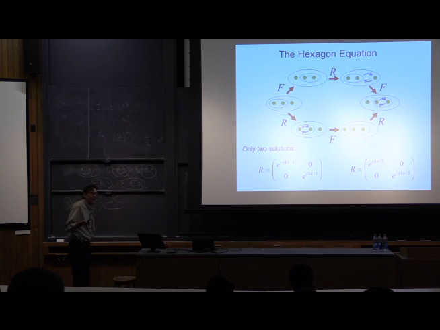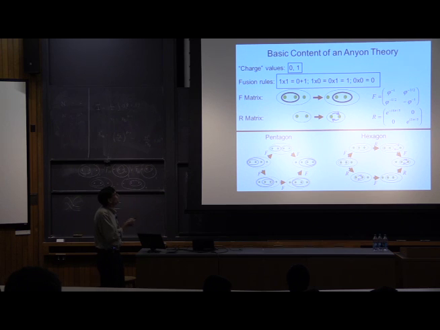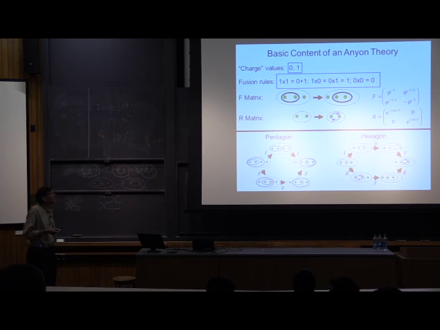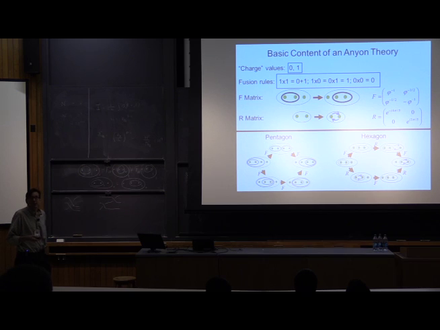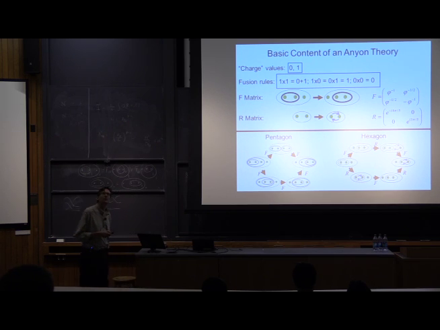And so one of the things that comes out of this, just very quickly, let me summarize everything. This is really the basic content of any anyon theory. There's always some set of charges, fusion rules, an F matrix, an R matrix, a pentagon and hexagon. They're always there for Majorana fermions, for whatever your favorite non-abelian particles are. And even for ordinary spin, the F matrix is the Wigner 6j symbol. The R matrix encodes the -1 or +1 you get for interchanging spins if they're in a singlet or triplet.